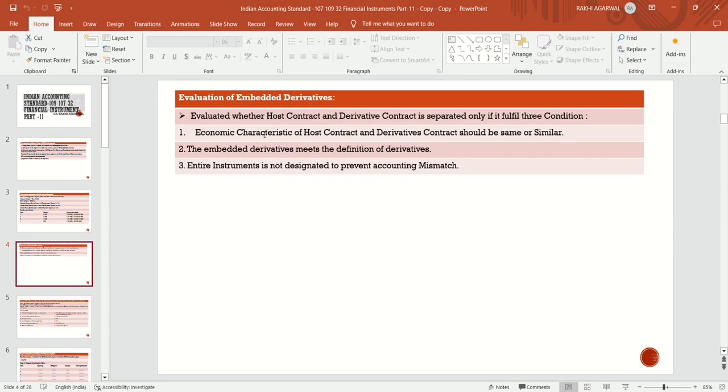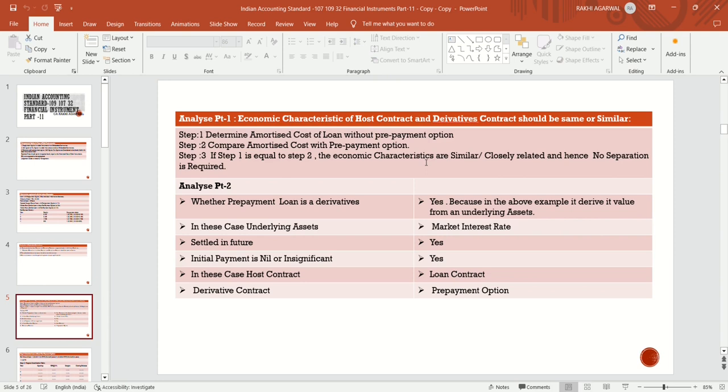Now in point 2, we analyze whether the embedded derivative meets the definition of a derivative. Point 1 is already analyzed. Then we will analyze whether it meets the definition of a derivative, and then find out that the entire instrument is not designated to prevent accounting mismatch. Now we will determine whether it is a derivative and an embedded derivative in this transaction. Is the prepayment loan a derivative? Yes, because in the above example it derives its value from the underlying asset.